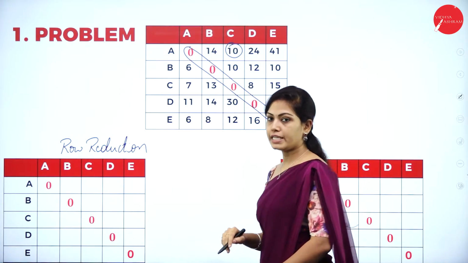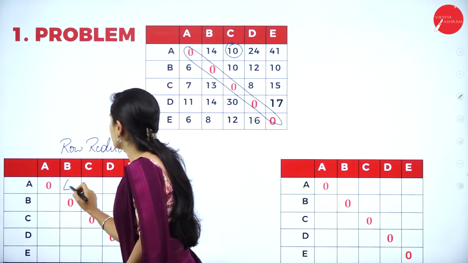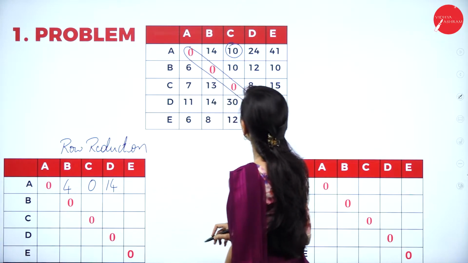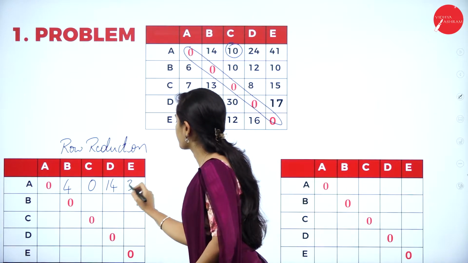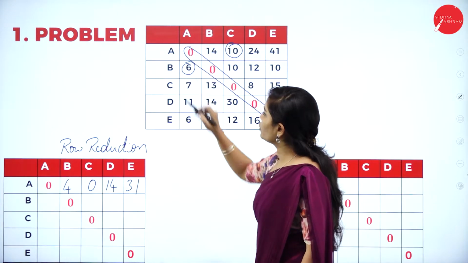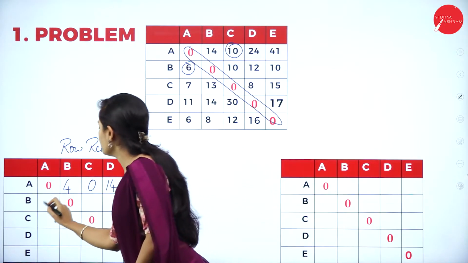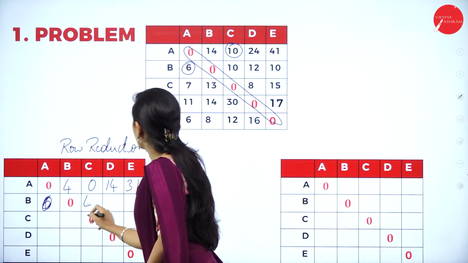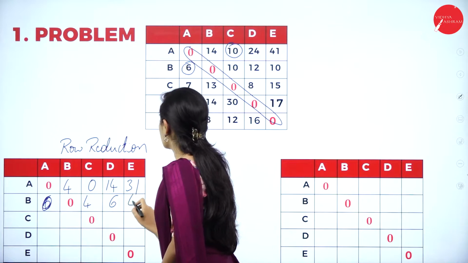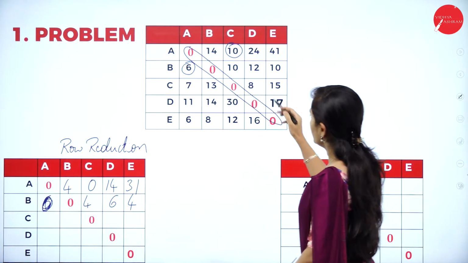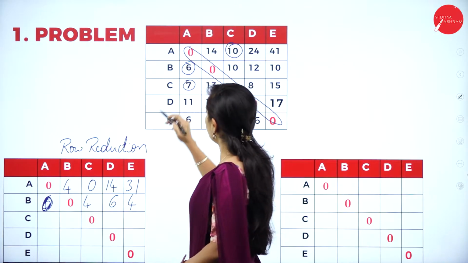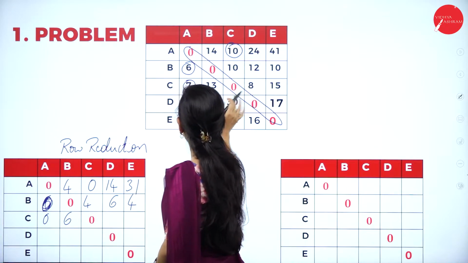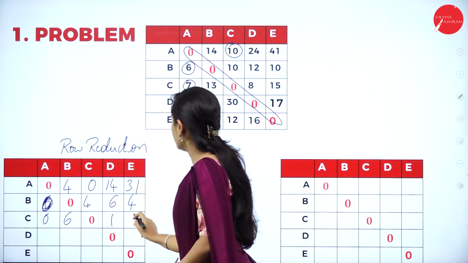So in first row the least value is 10: 10 minus 10, 14 minus 10, 24 minus 10 it is 14 and 41 minus 10 it is 31. And in second row the least value is 6. So subtract that value, it is 0, 6 minus 6 it is 0, 10 minus 6, 12 minus 6, 10 minus 6 it is 4. And in third row the least value is 7, 0, 13 minus 7 it is 6 and 8 minus 7, 15 minus 7 is 8.